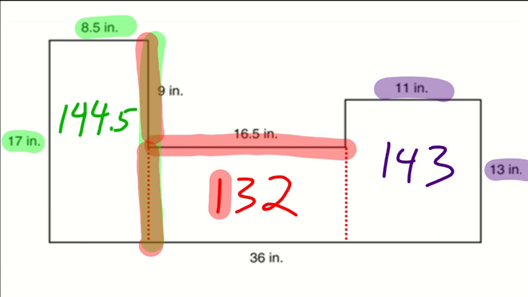16.5 times 8, right? 132. Okay? Now what do we do? Add them up. Brian? 419.5. Make sense? Not so bad?